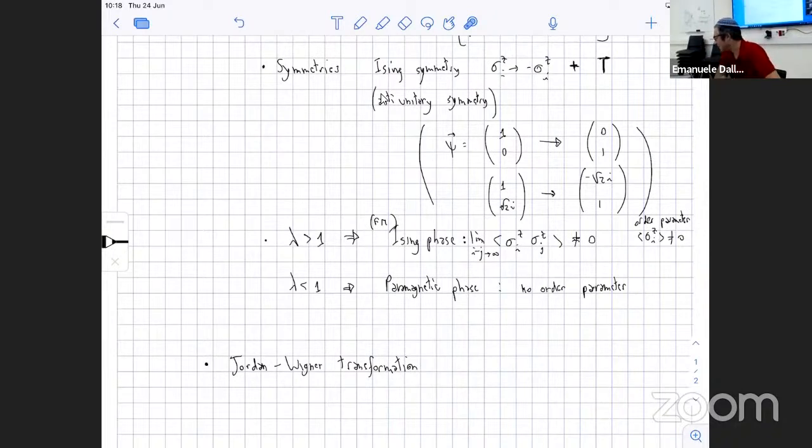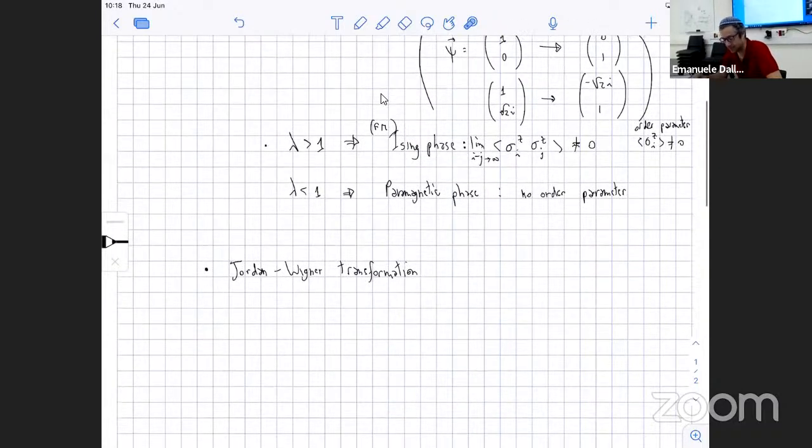Okay, so what is the idea? The idea is pretty simple. The transformation takes a spin half and transforms it to a fermion. In terms of the Hilbert space, the transformation is quite simple in the sense that you have the state up and the state down, and the state up is going to become zero fermions, and the state down is going to be one fermion. You know that for fermions, either there is a fermion or there is no fermion. There is no other option.